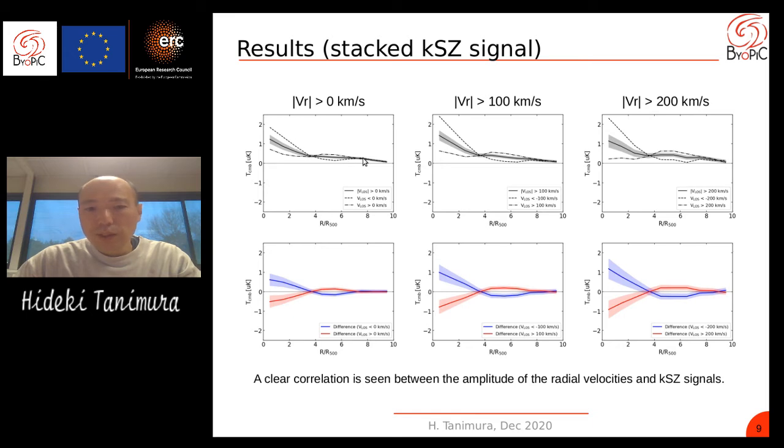Because in these three lines, other components such as CMB and foreground emissions are included in the average with the same amount, we can extract the KSZ signal by subtraction, such as dotted minus solid and solid minus dashed line, which is shown in blue and red lines at the bottom. We do the same procedure, but with an additional velocity cut of 100 km per second and 200 km per second in the middle panel and the right panel.